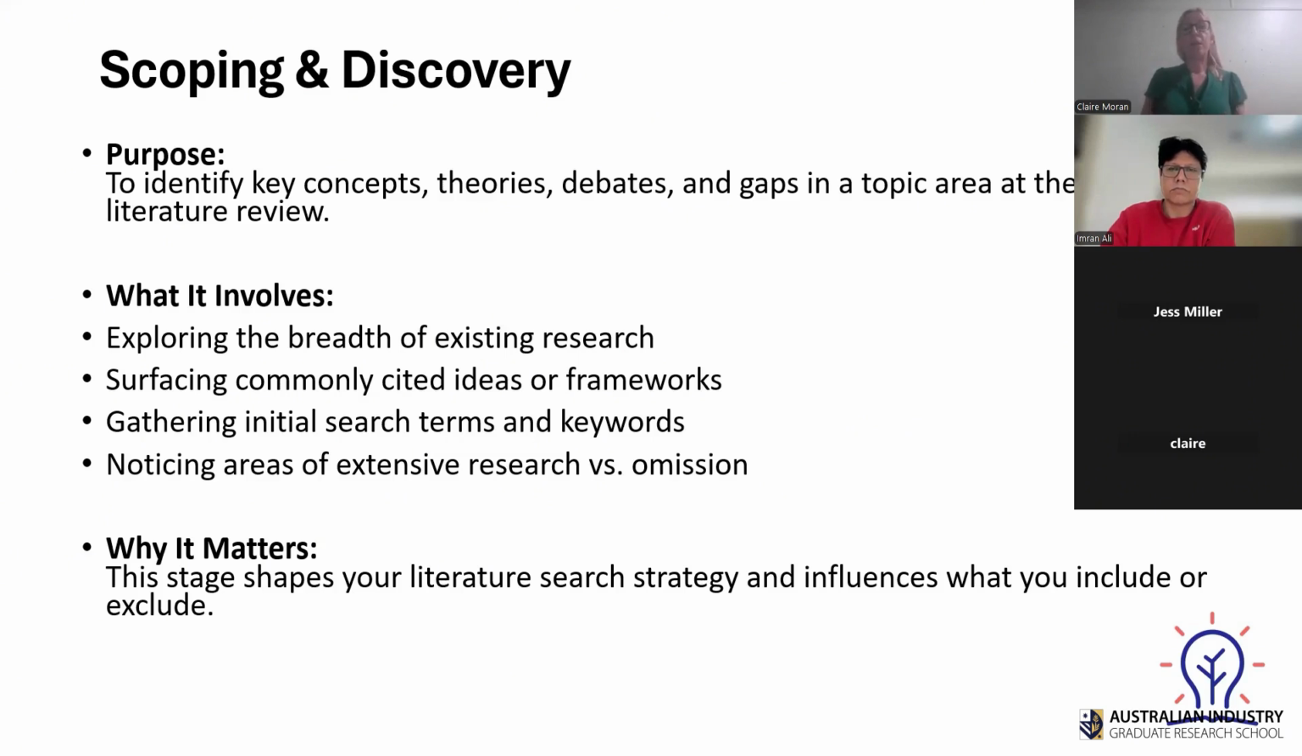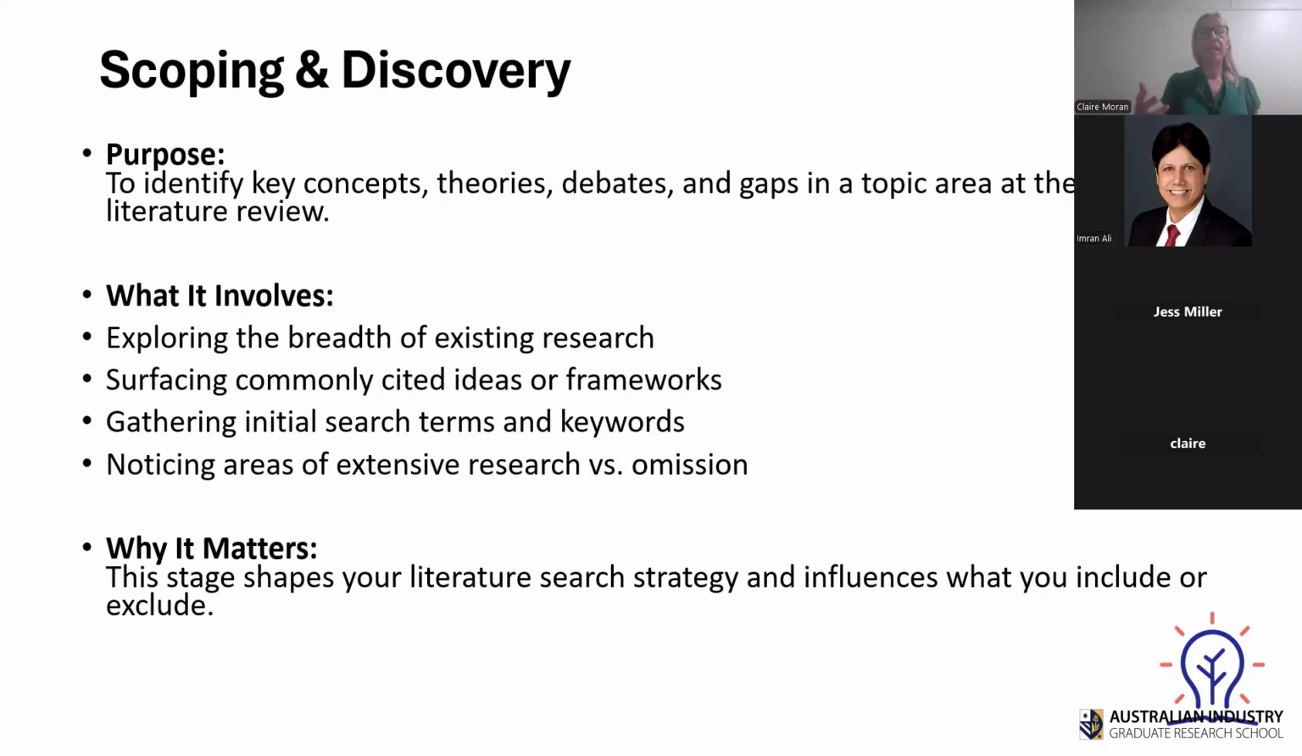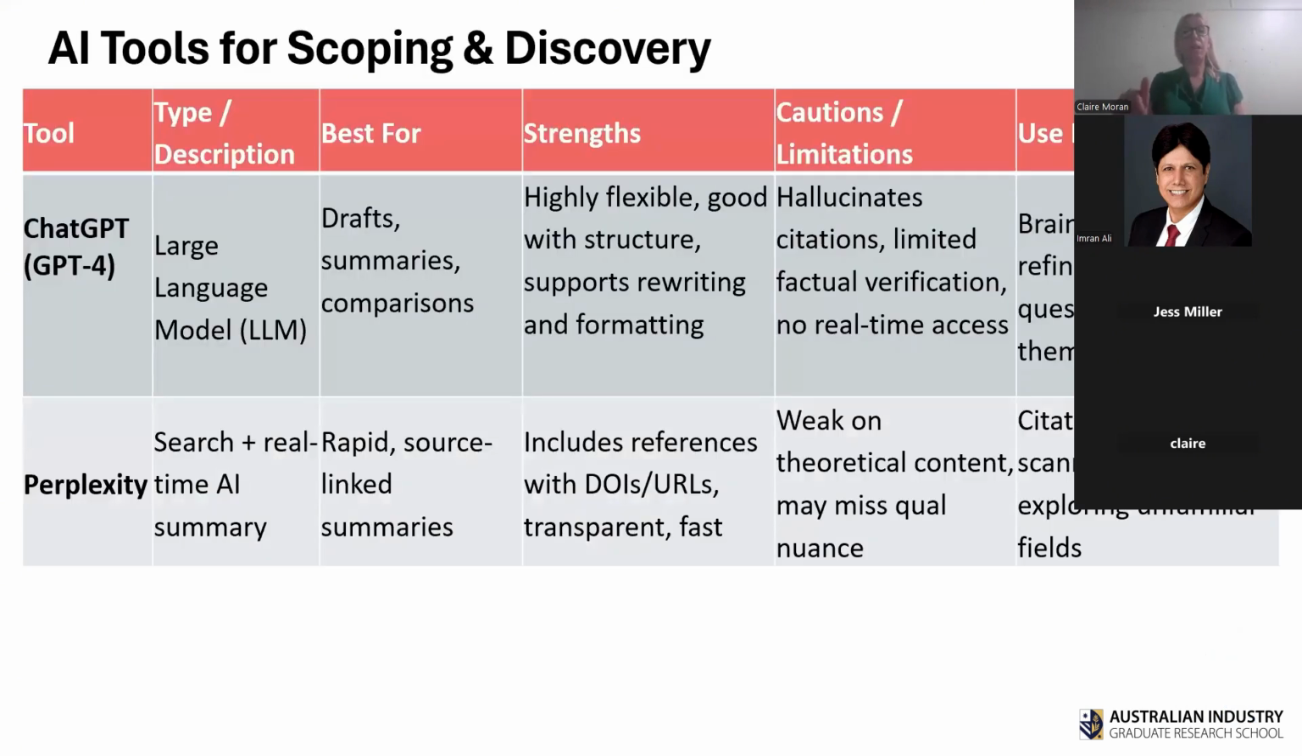So we're exploring the depth of existing research, looking for commonly cited ideas or frameworks, search terms and keywords. Also looking at what are the areas of extensive research and what are the areas of omission, okay? And this is really important because this shapes your literature search strategy and influences what you decide to include and what you decide to exclude. So if we were doing this kind of scoping and discovery work, what are the kinds of tools that we would be using and why?